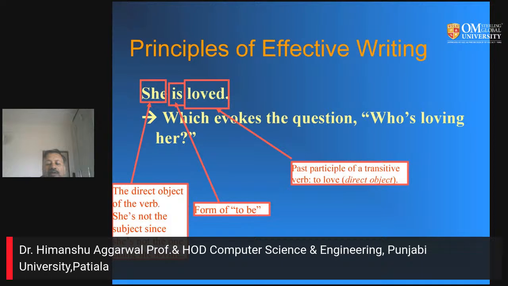So direct object is she, object is coming first. So she, the direct object of the verb, she is not a subject in this case. Is means form of to be, and past participle of the transitive verb, that means to love, that is the direct object. So who is loving her? Here she is loved, but who is loving her? This is not very clear from this sentence.